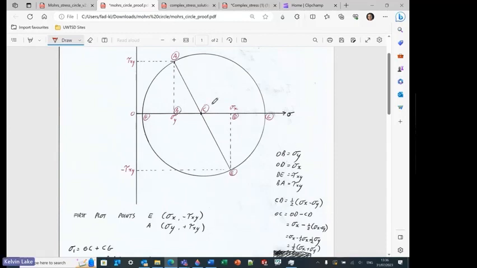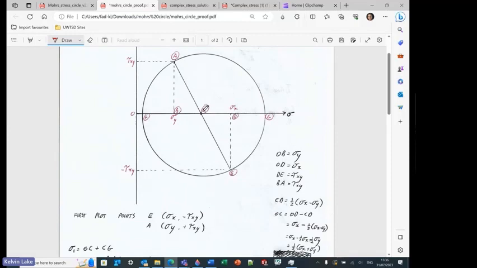OD would be sigma x. DE, where's position D? DE would be minus tau xy, and BA would be tau yx. Okay, I've then used a little bit of trig to work out these other locations here.